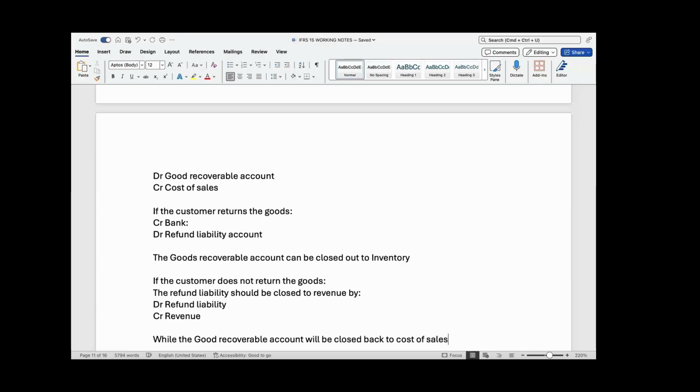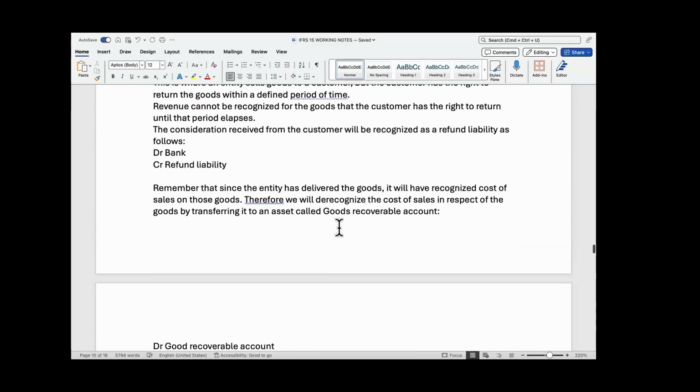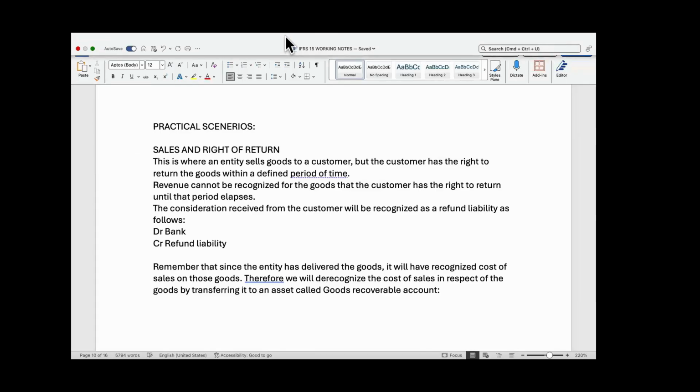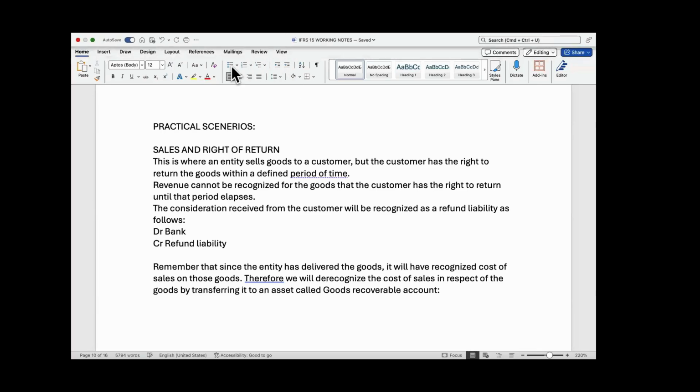So this is how it works in real life, in your exams and all of that. This is the sequence for sales and right of return. First, for the period under which the customer can return the goods, we simply debit bank and credit a refund liability account.